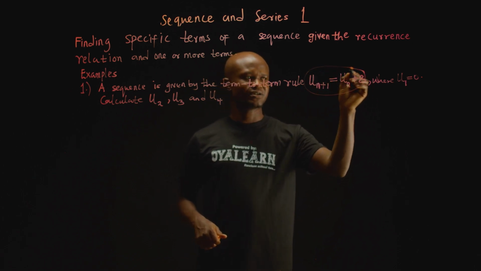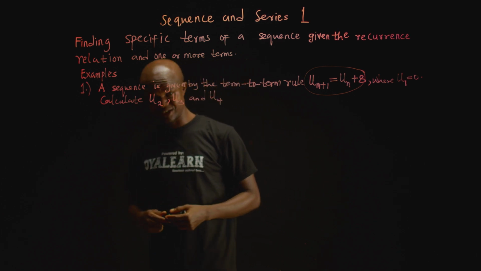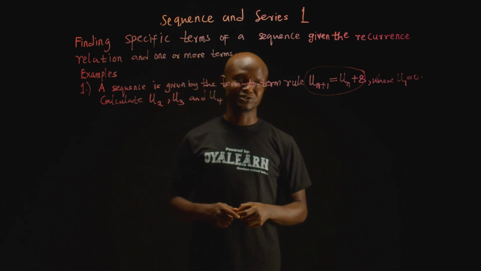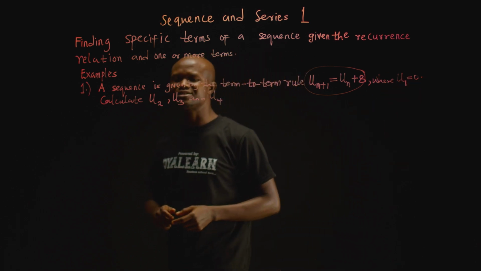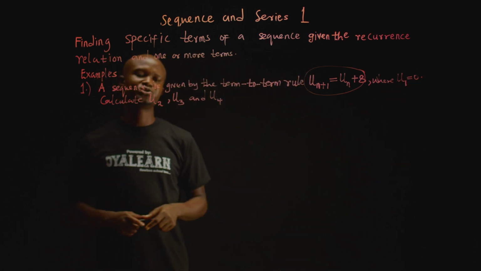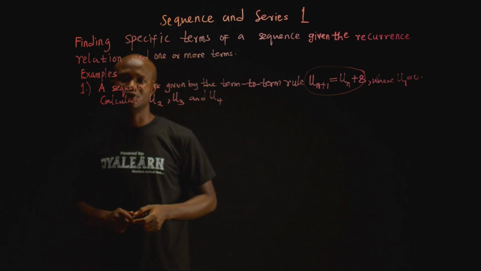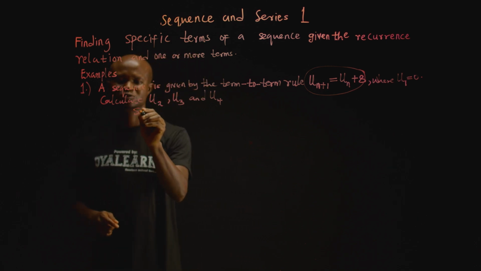This mathematical equation is a recurrence relation where U1 equals 0. Calculate U2, U3, and U4. Solution.